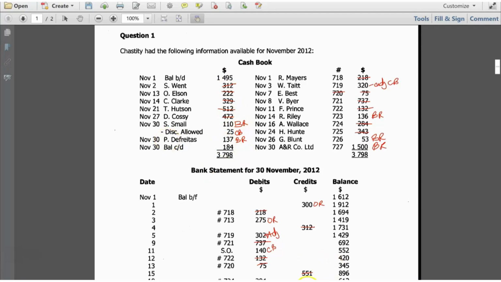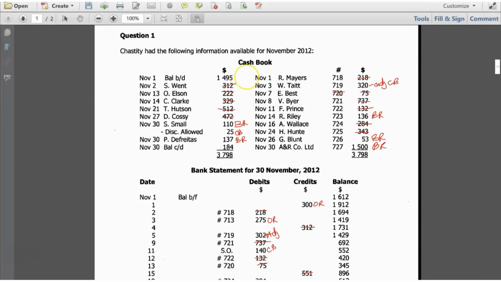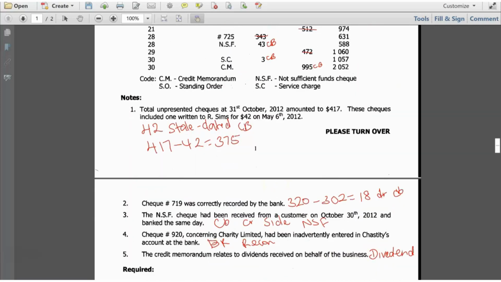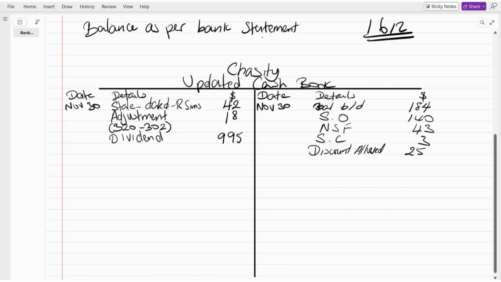Okay, so this discount allowed, let us just include that in our updated cash book. This is the reversal to remove it to zero it out. Discount allowed for 25 is credited. So I believe that's it. We have no other items identified in any of the two documents, that is the cash book and the bank statement, or in our notes that we need to include in our cash book. So I guess we can go ahead and start to balance our T account.